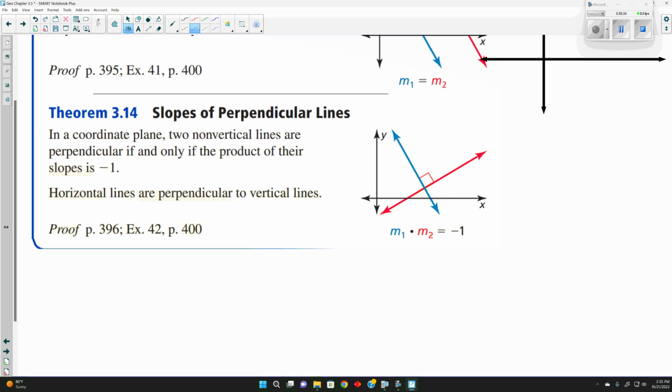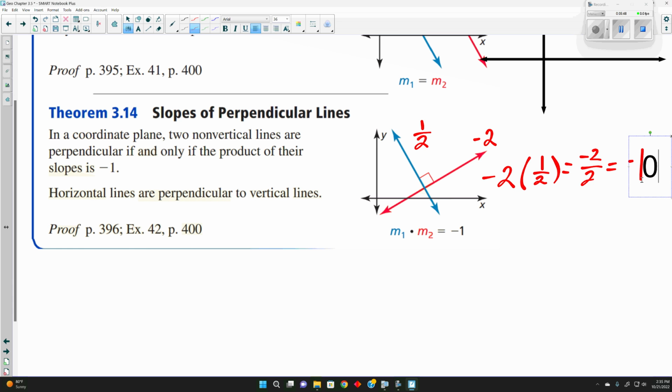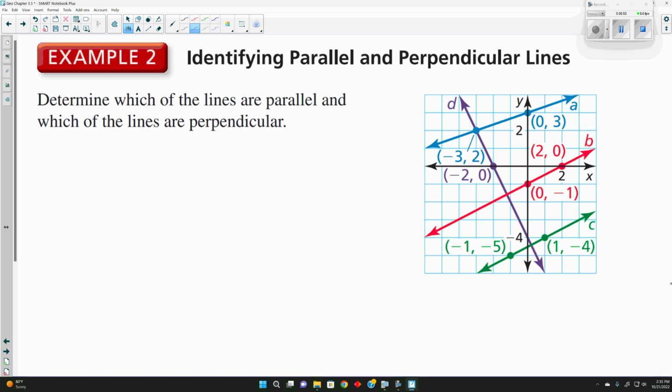Now, this works out, because we could say that the slope of this line is negative 2, which means its perpendicular is going to be 1/2, yes? Really, they should be flipped. And if we multiply negative 2 times 1/2, that's negative 2 over 2, which is negative 1. We're going to look at this first problem here. This first main problem is to determine which of the lines are parallel and which of the lines are perpendicular.